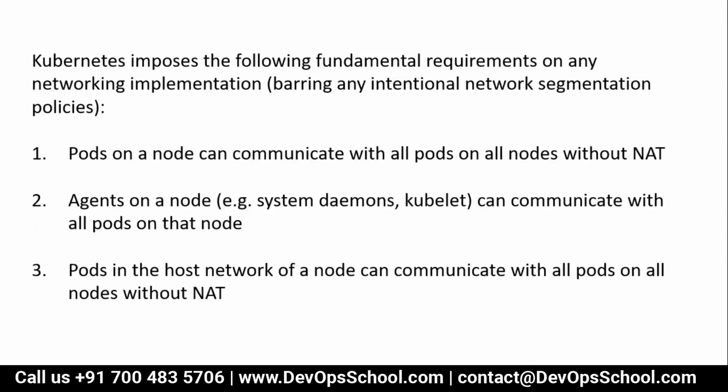So now let's understand. There are a few requirements which Kubernetes has, and we call it the Kubernetes networking requirements. We have already gone through that during the discussion of kube-proxy, and you know that a pod on a node can communicate with all pods on all the nodes without a NAT. An agent on the node can communicate with all the pods on that node. Pods in the host network of the node can communicate with all the pods on all the nodes without a NAT. So these are the three requirements which we know very well.